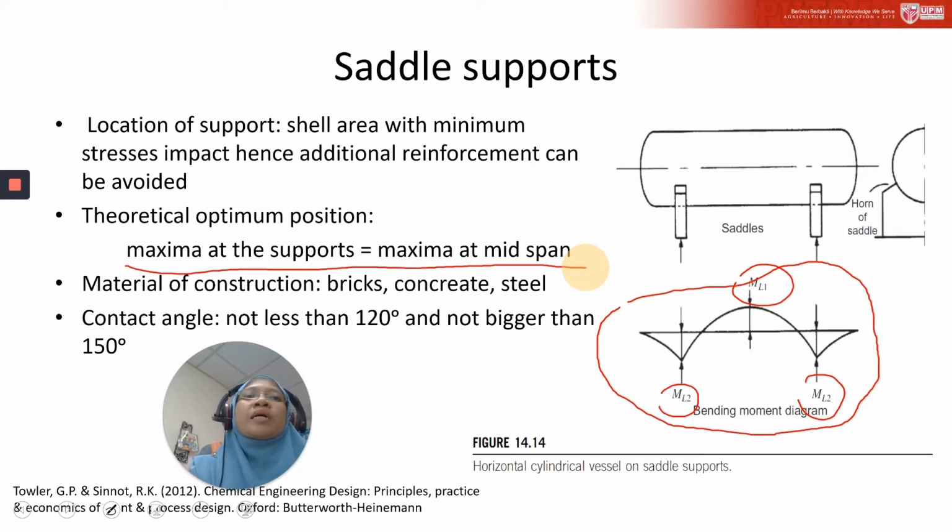The common materials of construction being used are bricks, concrete, and steels, and the contact angle for the support is normally not less than 120 degrees and not bigger than 150 degrees.